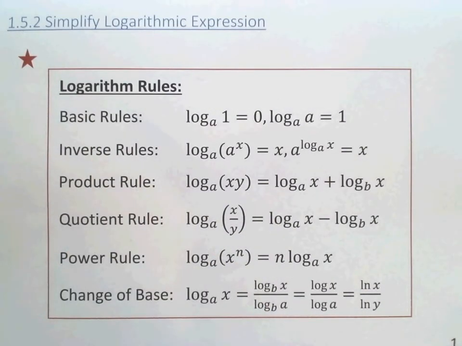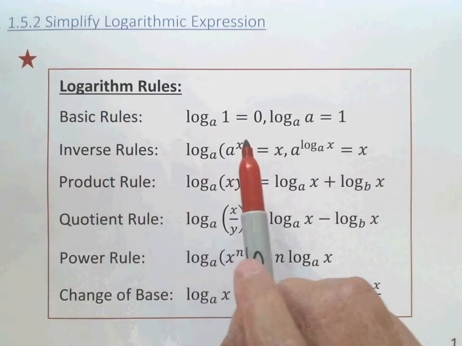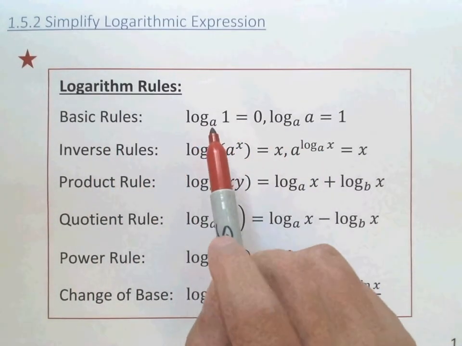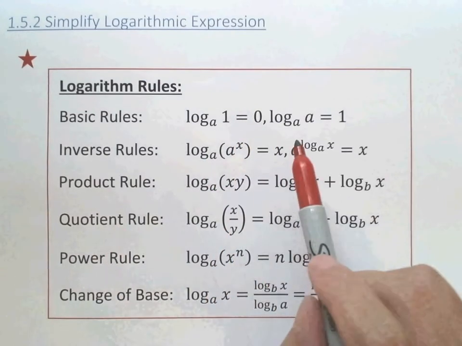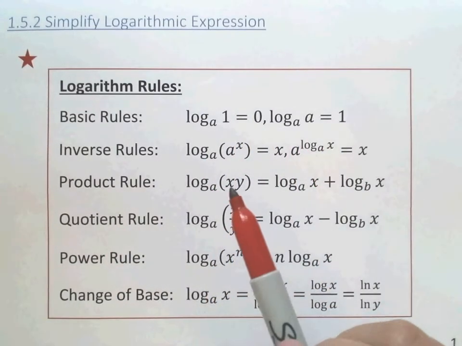So the basic rule is these two. Log with base A, right? Log base A of 1 equals 0. Log base A of A is 1. And the inverse rule.